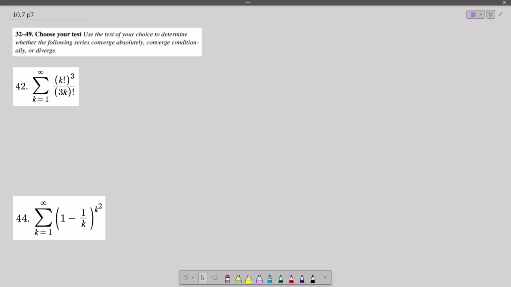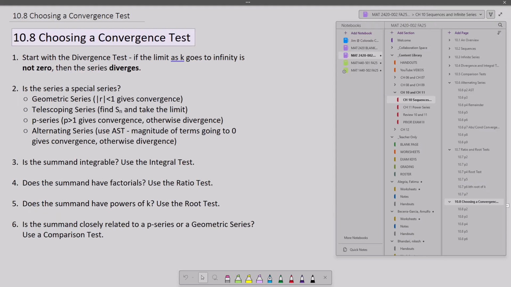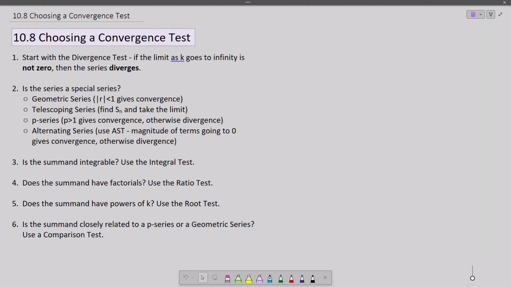Do you have a sheet together of what test you should use if you see something? Yeah, so choosing your convergence test, I kind of summarize it here at the beginning of section 8. Okay. Because there's 10 of them, I'd like to be able to study like if you see the factorial, you use the ratio test. Yes. Factorial is ratio, power is root, and then there's all the other ones.